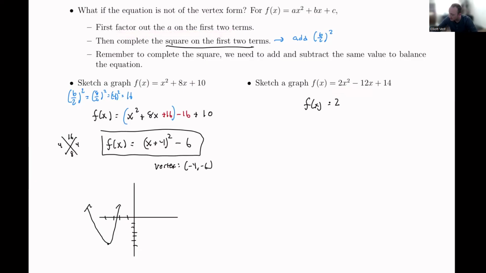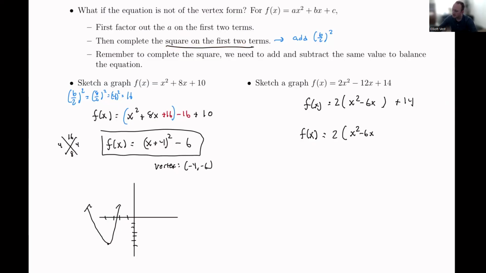So this is going to be 2, it's factored, and I have x squared minus 6x. I'm going to leave some space, plus 14. This is just step 1, right? f of x equals. Now I want to complete the square on the first two terms. I have x squared minus 6x.